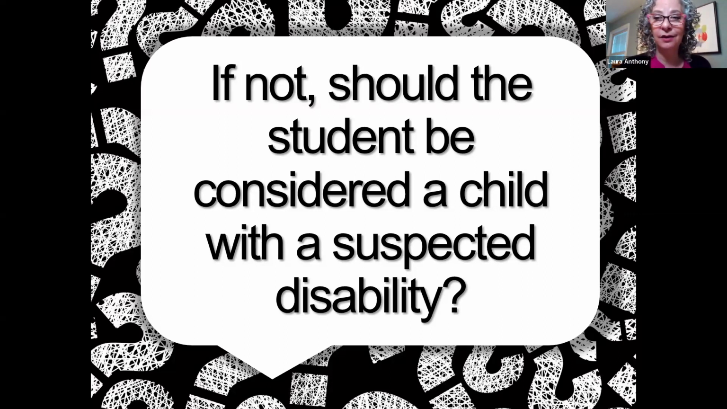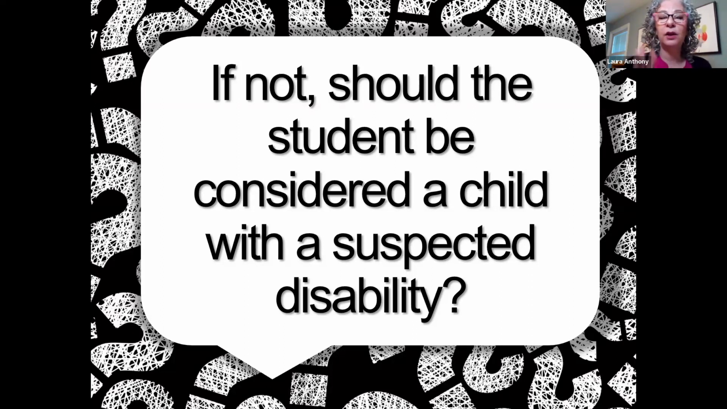So the first way to shut the door is if the parent refuses to allow the evaluation. They refuse consent. That's one way that the door gets shut. The second way the door gets shut is if you ask for consent, you do an evaluation, you determine that the child might be eligible, and you offer an IEP and the parent refuses. So that's the second way: the parent refuses consent, or the parent refuses services that you're offering.